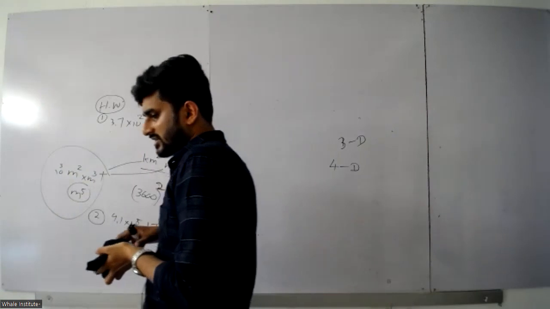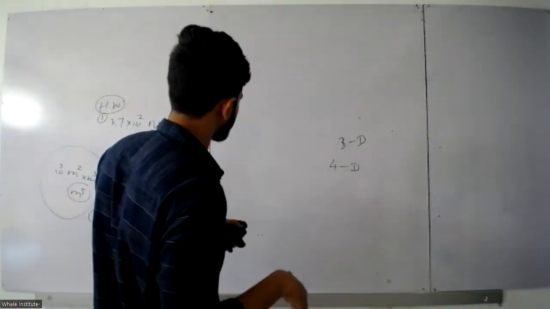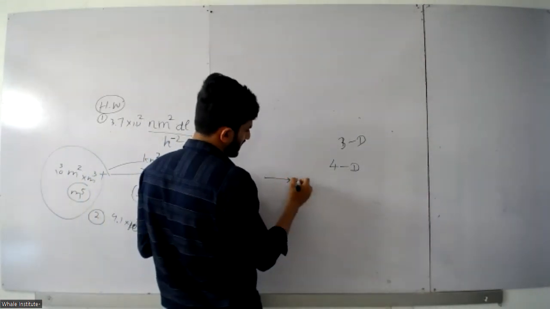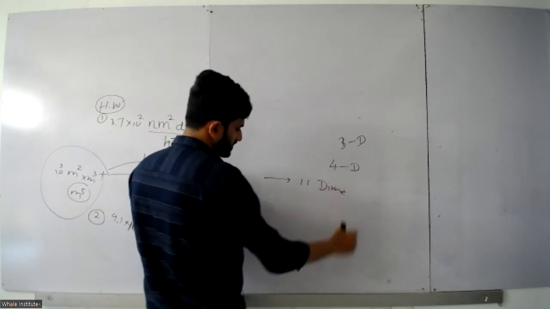In physics, mathematicians and physicists have calculated that there could be 11, or as I remember, 11 dimensions in the universe.